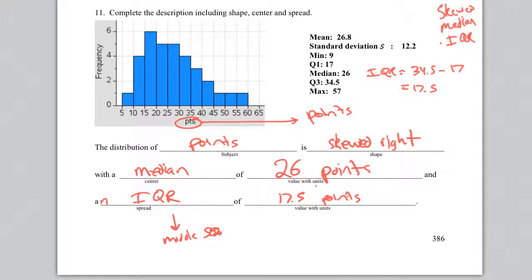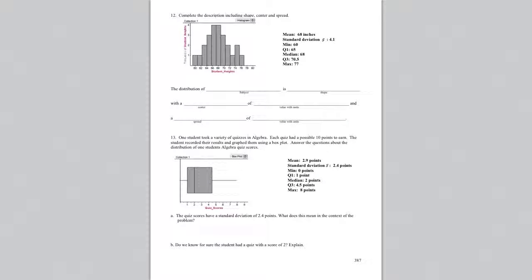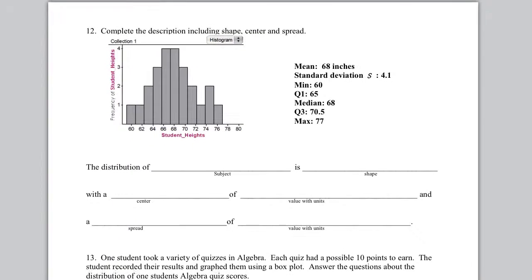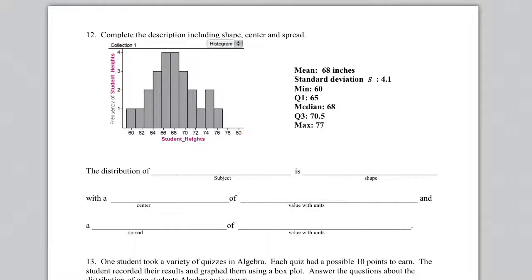All right, let's do one more. Next page. Okay, number 12 here up at the top. Complete the description, including shape, center, and spread. In this case, we're measuring student heights. So it's a distribution of student heights.